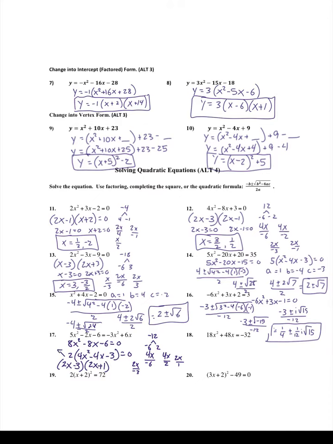Set those equal to 0. 2x minus 3 equals 0, and 2x plus 1 equals 0. And for x, we get positive 3 halves and negative 1 half.